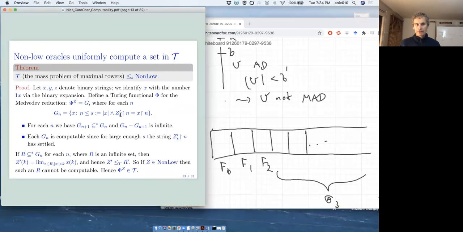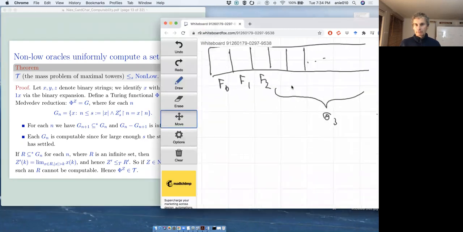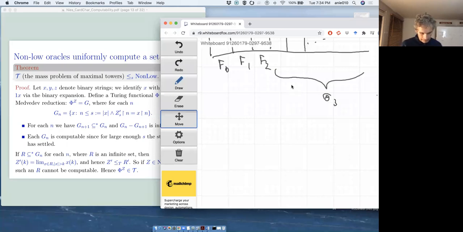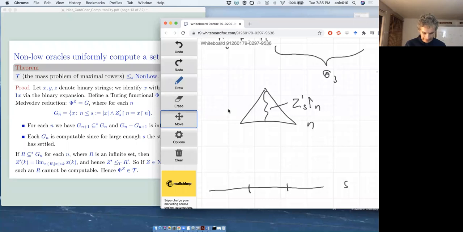So that's the definition. And let me try a picture here. That's the binary tree level n. Here we may have at stage s z prime s up to n, and much longer here is s. So all the strings extending that initial segment of length n, all these x's will be in Gn.